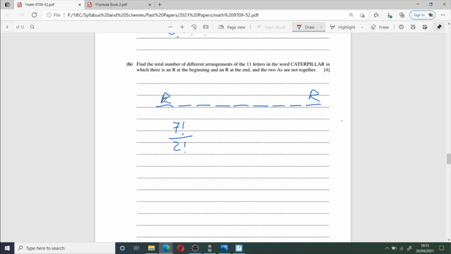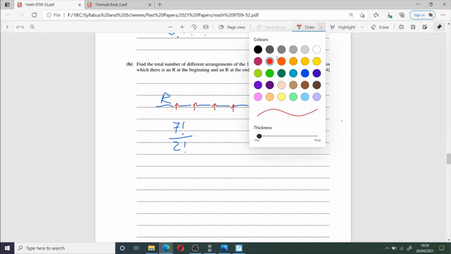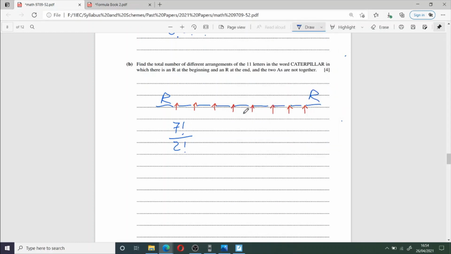Now we are told that the R is at the beginning and the R is at the end, so let's look at the spaces in which the A's could go. They could go there, there, there. So we are trying to put the A's into each of these spaces. So 1, 2, 3, 4, 5, 6, 7, 8 spaces we have for them, and I'm going to choose 2 of those spaces. The reason I'm using C and not P is because these 2 A's are identical. You could just as easily do 8P2, but then you'd have to divide by 2 factorial, which is exactly the same as doing 8 choose 2.